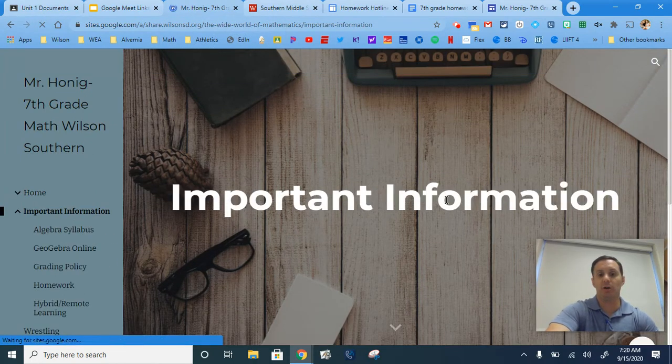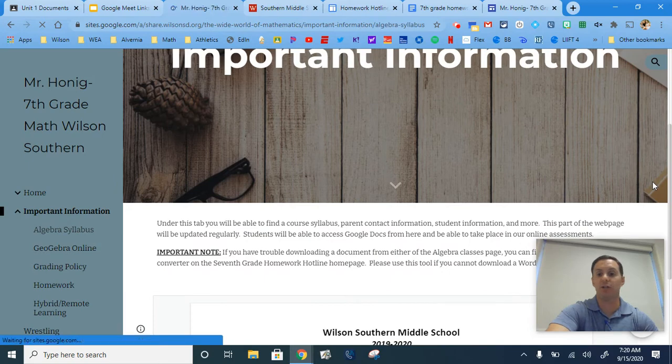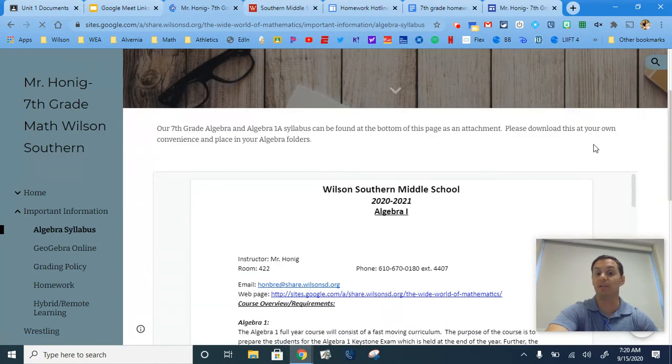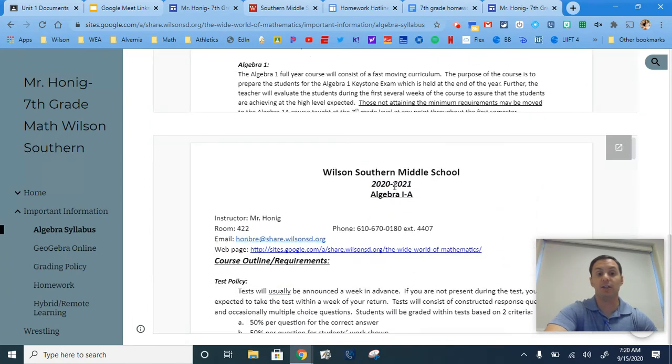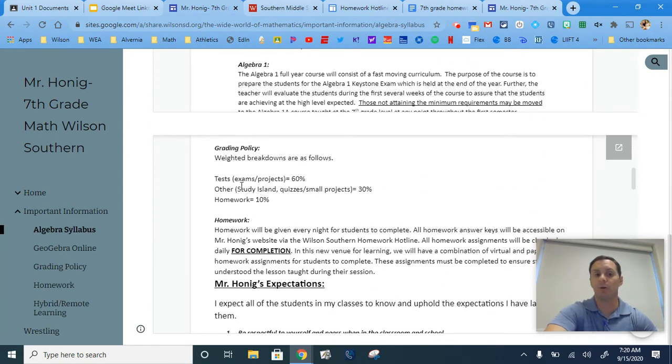So if I touch base on what our syllabus is, this is in my important information. This is going to look a little bit differently from each class. I'm going to start with our 7th grade math students, the grading policy, which is probably the most important. The grading policy is the same as all their other 7th grade courses: 60% for tests, 30% for the other category.